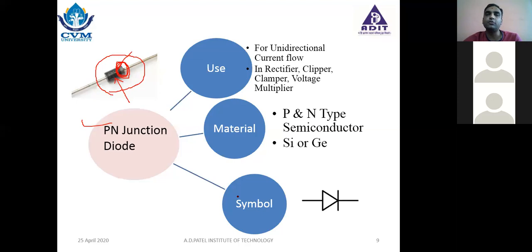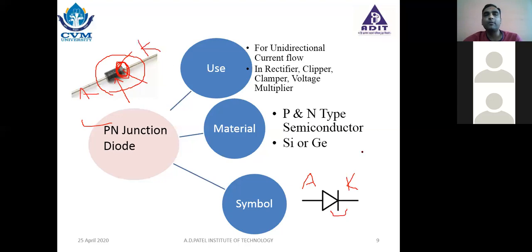It has two terminals. One is called cathode and one is called anode. I am marking over here on the symbol. This is the symbol of the PN junction diode. Over here, this side is anode, this side is cathode. A is for anode, K is for cathode. So this is shown as cathode. So this side definitely will be anode, this side will be cathode.